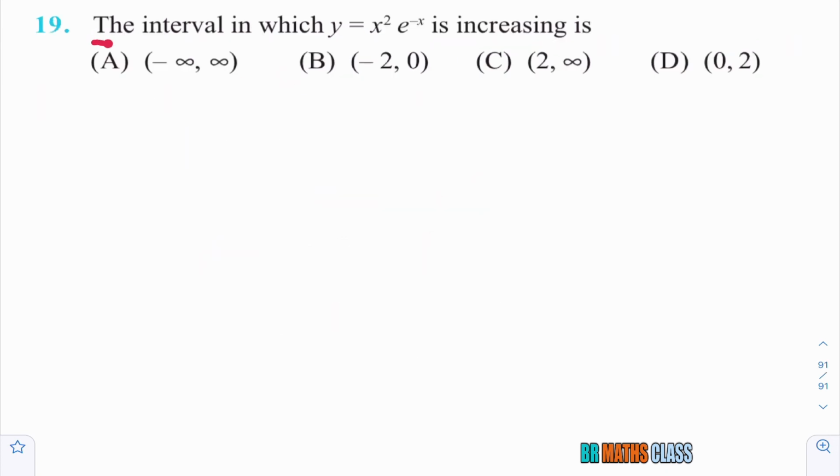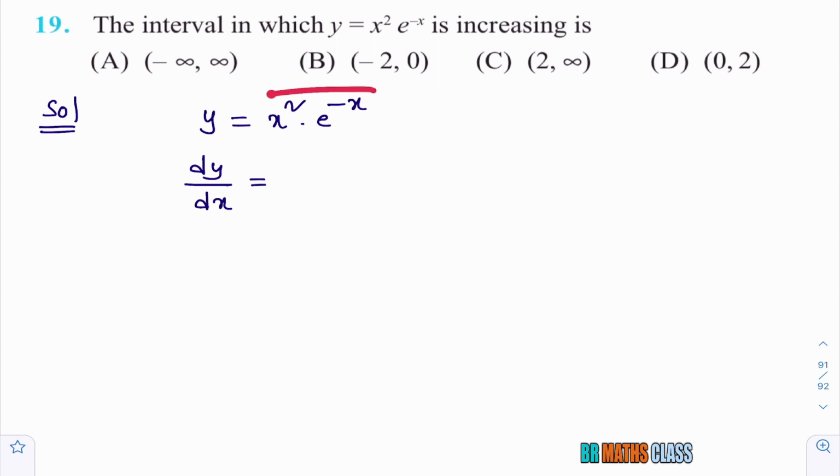You observe the question, you need to find the interval in which the given function is increasing. That means you need to find for what values of x dy by dx is greater than or equal to 0. The given function is y equal to x square into e power minus x. You differentiate this with respect to x on both sides. Dy by dx equal to, how to differentiate this right hand side part?